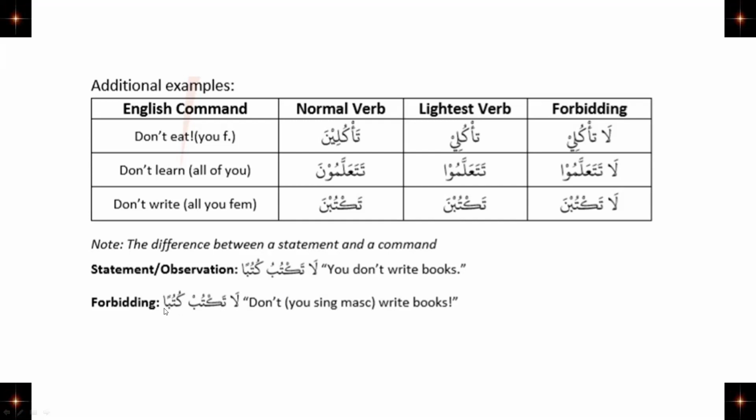Okay. Kataba. So it's the same expression, but one of them is a command, is forbidding, and the other one is a normal observation. The only thing to note is that in a normal observation, the fi'l mudara is in its normal form. But in forbidding, the fi'l mudara will become lightest. Okay. So that's what we say, lightest fi'l mudara, and the lightest is caused by this la an-nahiya.